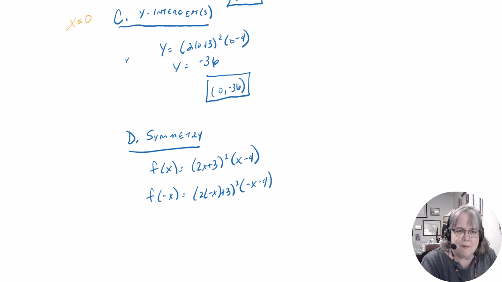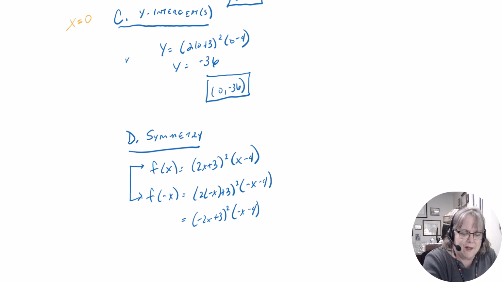And you see if it returns back to the original form. Okay, 2 times a negative x is negative 2x plus 3 squared, negative x minus 4. If it was an exact match, okay, so if this one and this one are an exact match, then it's considered even. See how the e's, you know, each has an e. It's considered even. And even means it's symmetric with respect to the y-axis.